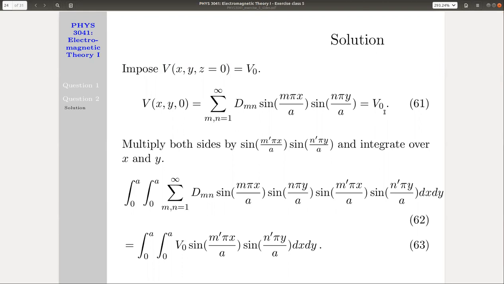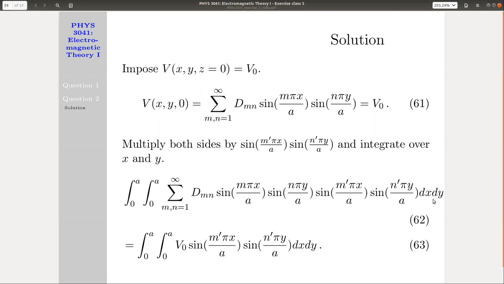In order to determine D_mn, we make use of the orthogonality of the eigenfunctions. We multiply both sides of the equation by sine m prime pi x over a and sine n prime pi y over a, and then we integrate both sides over x and y from 0 to a.